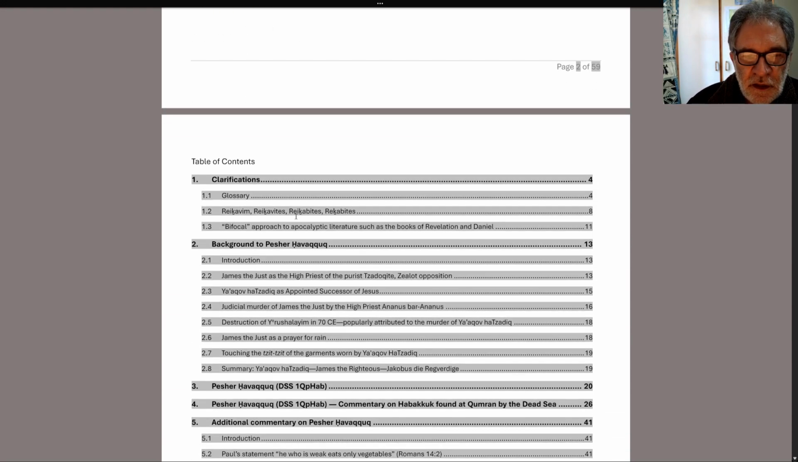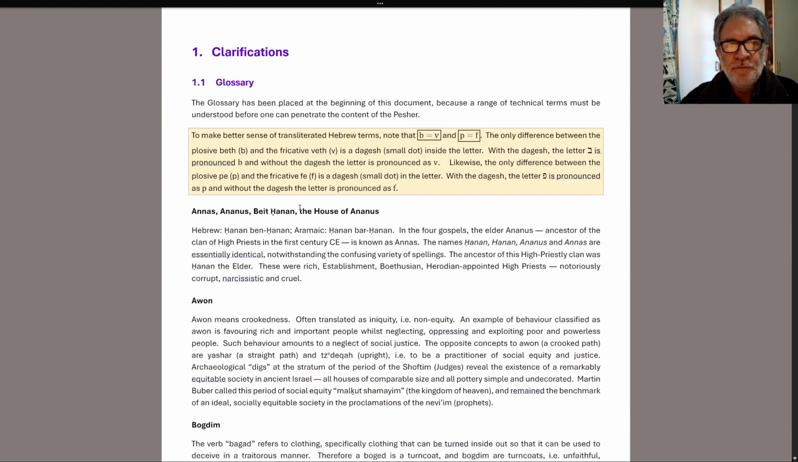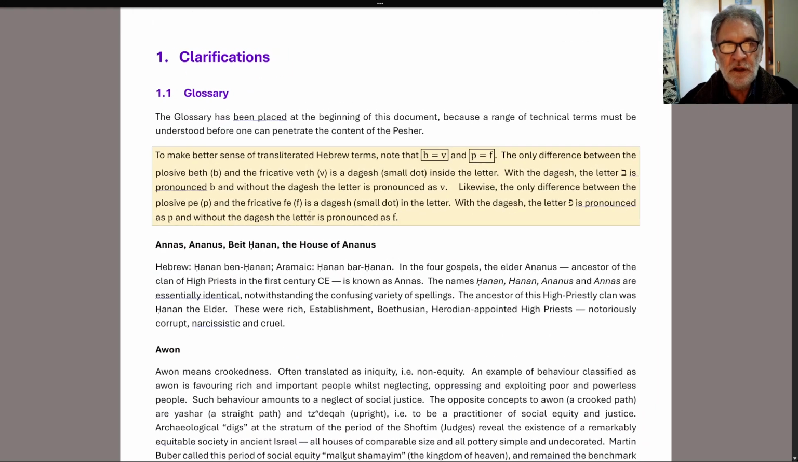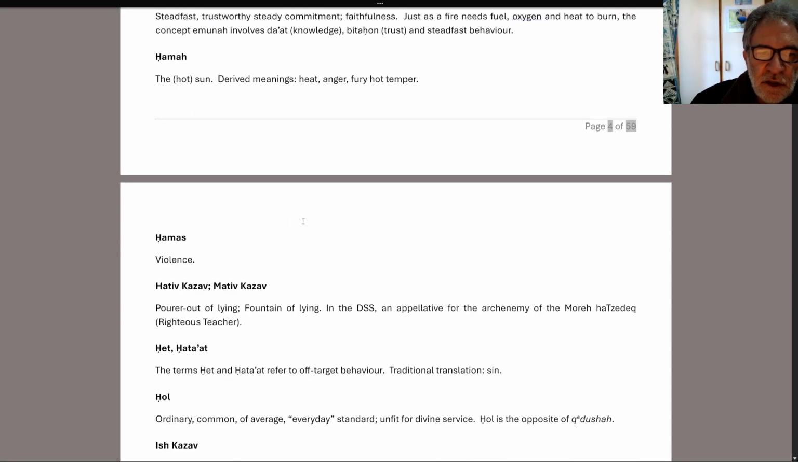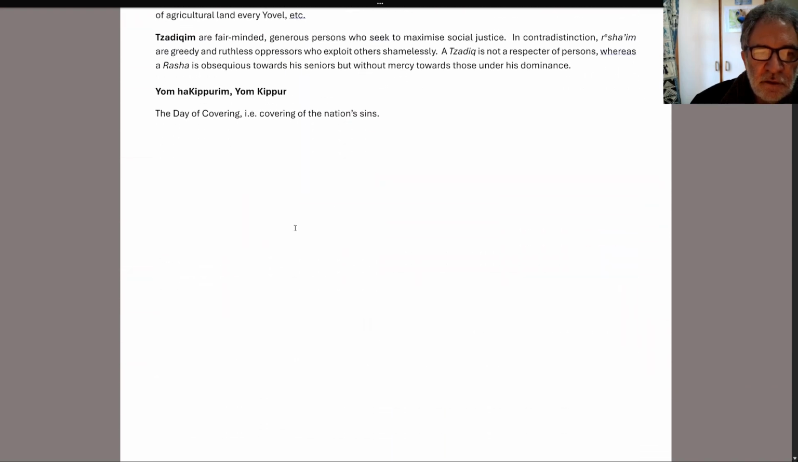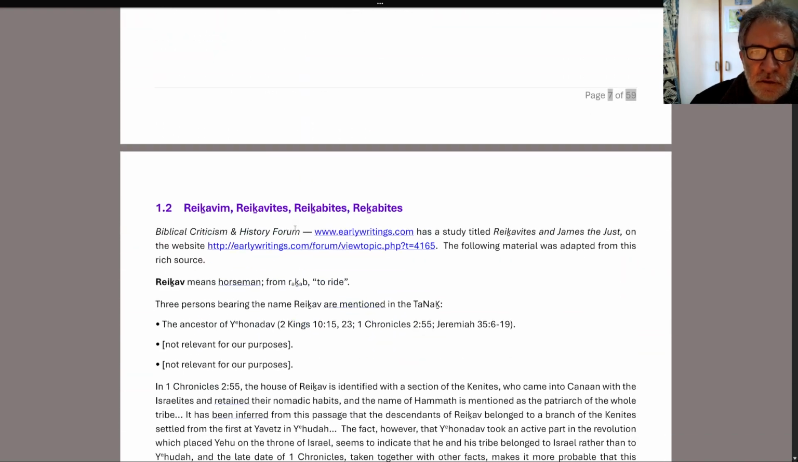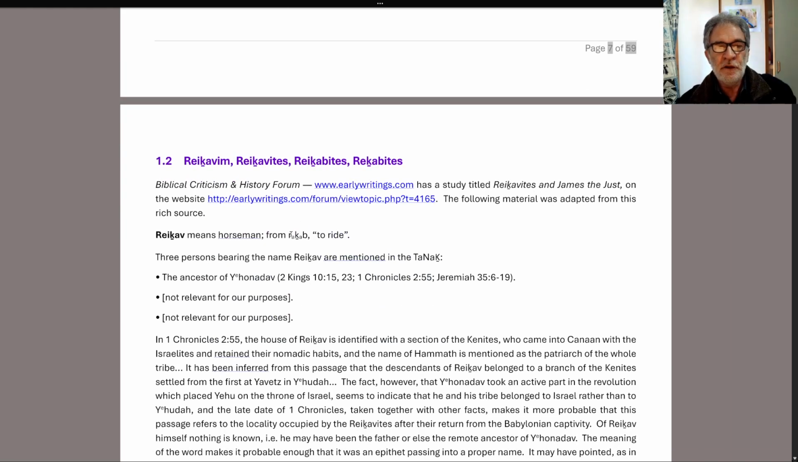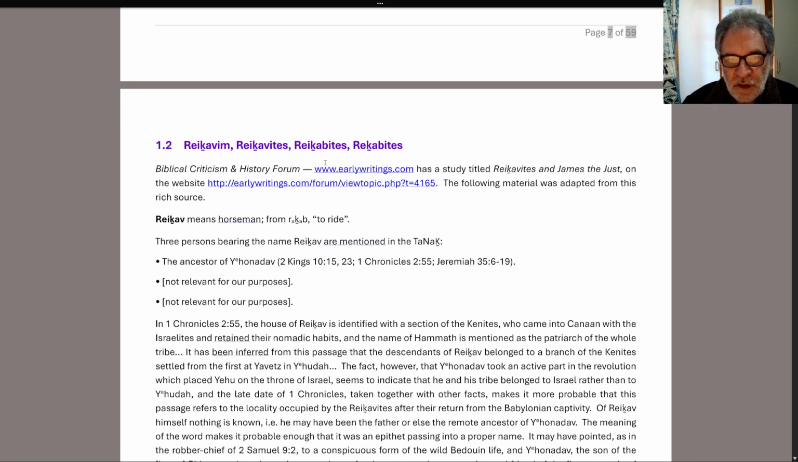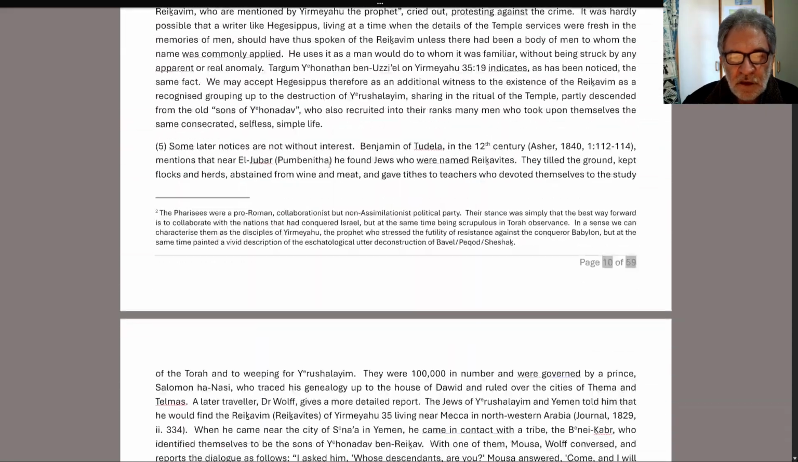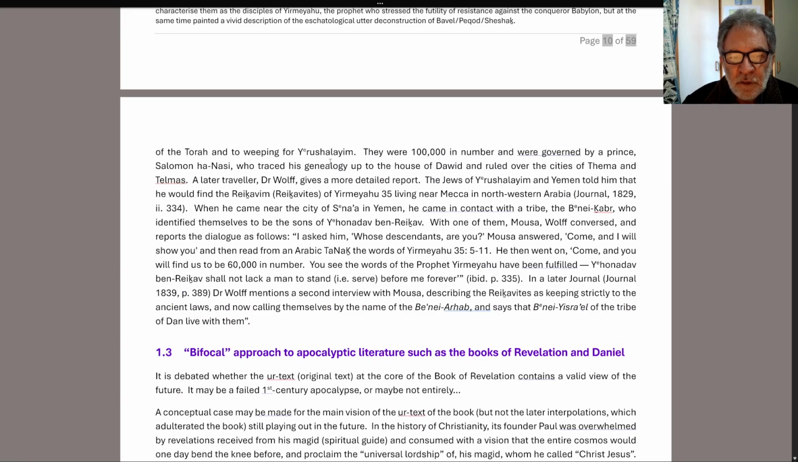Right, okay, so we scroll on further. This is a write-up that I've done, which I believe is going to be shared with you. It starts with a number of clarifications. We don't have the time to tread through this now. It's not interesting stuff. There's also a write-up here on the Rekavim, Yehonadav ben Rekav, a very important concept. I'm not going to spend time with this now. This is a very nice article on the Rechabites.